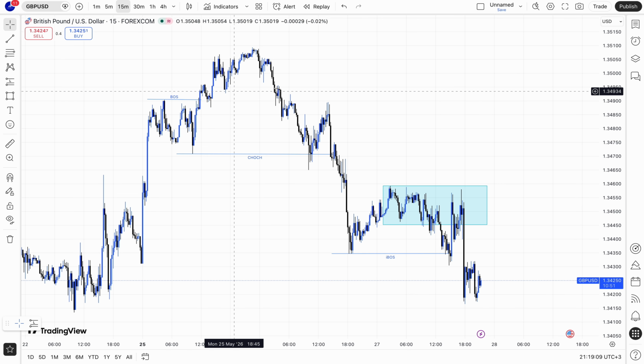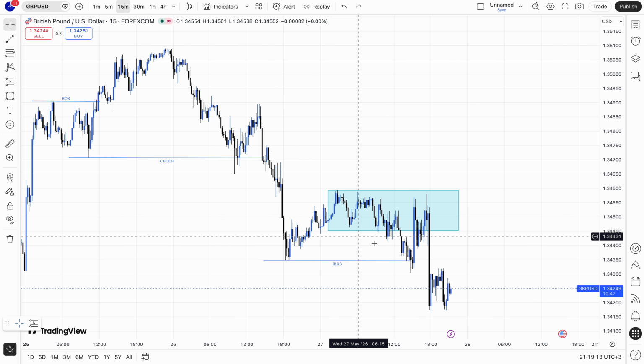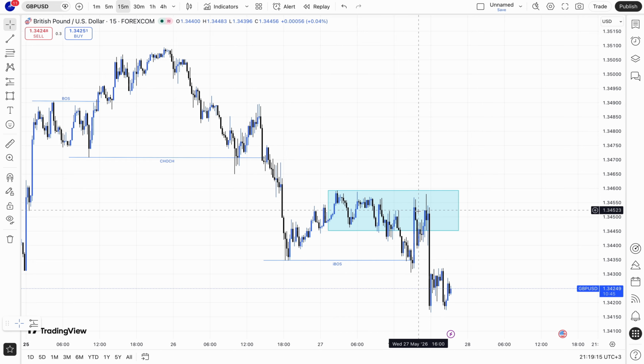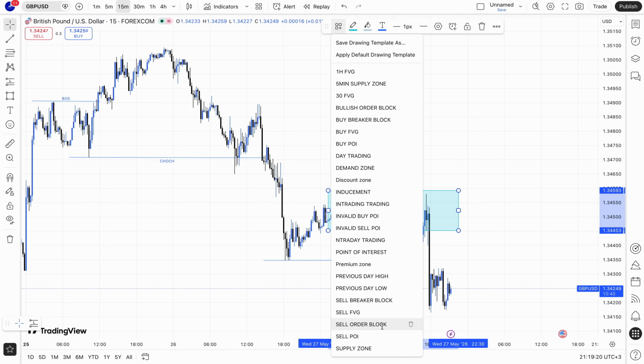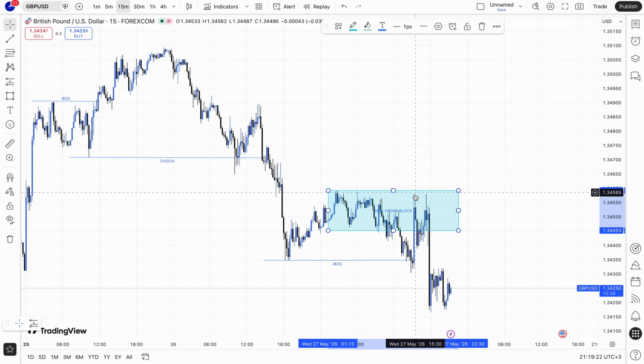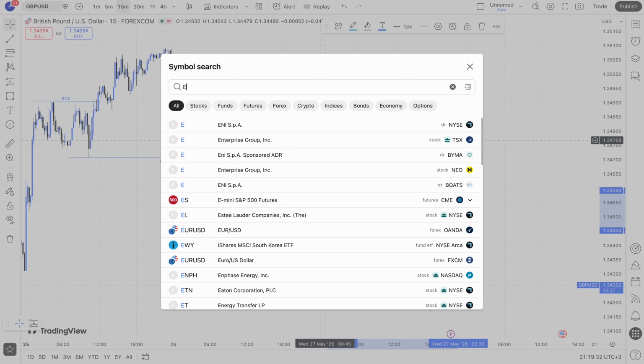And if you see here, we had the breakout structure, change of character, then a breakout structure continuation. And the price came back to our supply zone, which is our bearish order block. It retested very well, then came back, took out liquidity, then continued the downside. But we didn't take this trade for a few reasons, and I'll explain that in the next video.